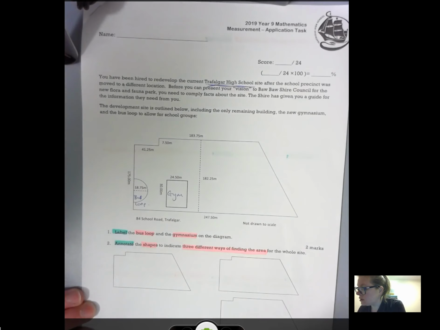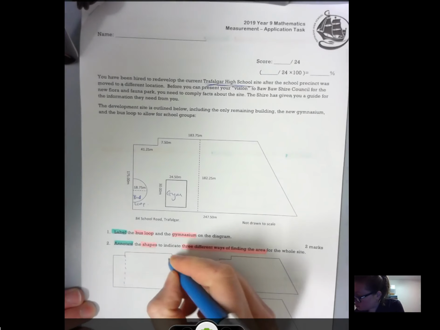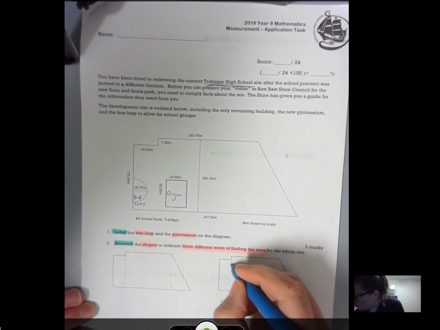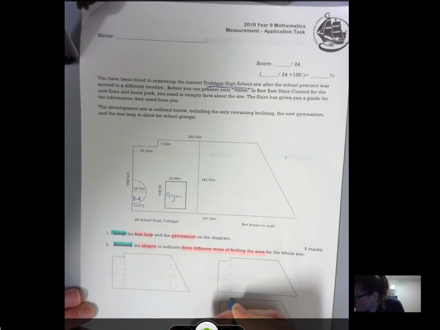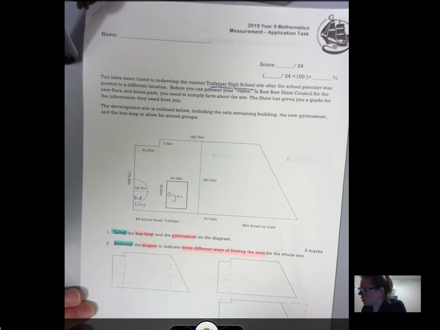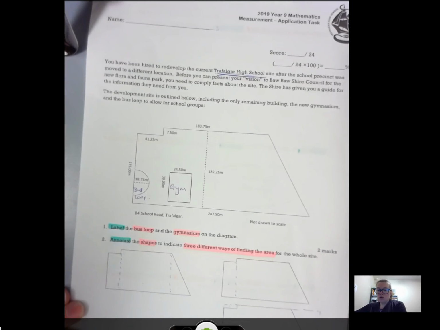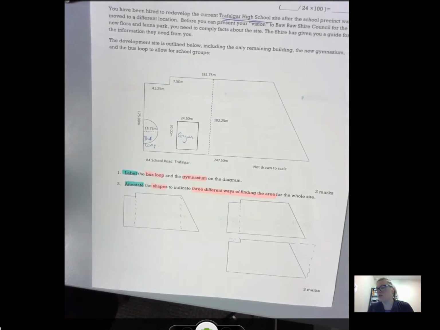Annotate the shapes to indicate 3 different ways of finding the area. There were multiple ways that you could have done it. A number of people recognised that you could do 2 rectangles and a triangle. You could do a rectangle and a trapezium. Some people worked out that you could work out the whole rectangle and then take away the triangle and the rectangle. All you had to do was show how you could do it. You didn't have to solve at this point in time.